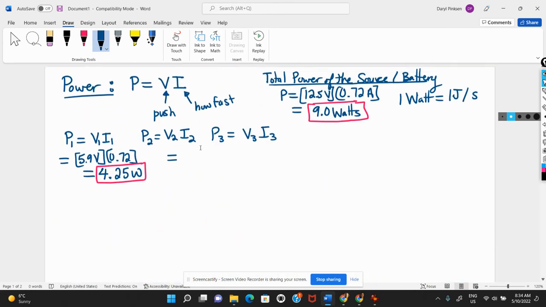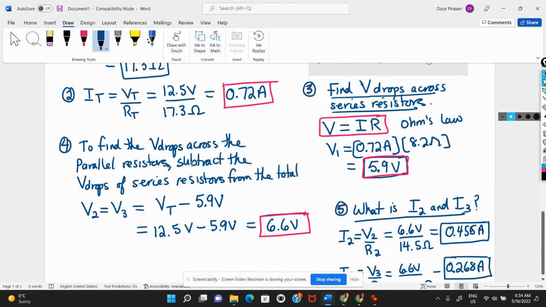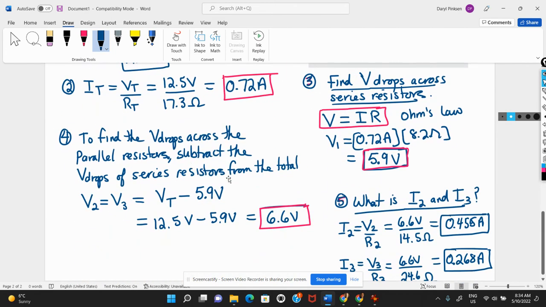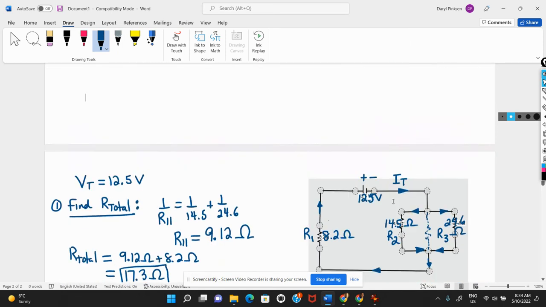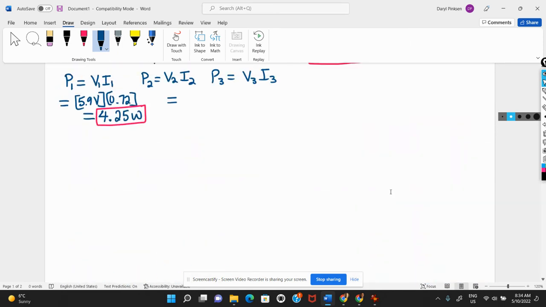So for our power, V2 was 6.6, and the current was 0.455. So here it's 6.6 volts and 0.455 amps. And that's going to give me 6.6 times 0.455, and I get 3.00 watts. That's through the second resistor.